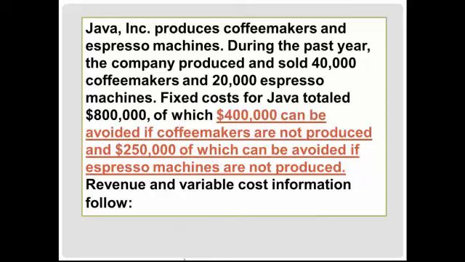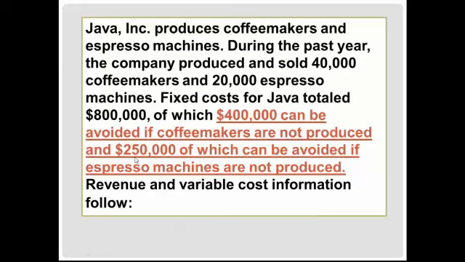So you can see that I have this part of the problem highlighted. We need to make sure we understand what this means. Fixed cost for producing both products is $800,000. But when they tell us that of this amount, $400,000 can be avoided if coffee makers are not produced, that's another way of telling us that there's $400,000 of direct fixed costs associated with the coffee makers. Likewise, $250,000 can be avoided if espresso machines are not produced, and so these are direct fixed costs associated with espresso machines.